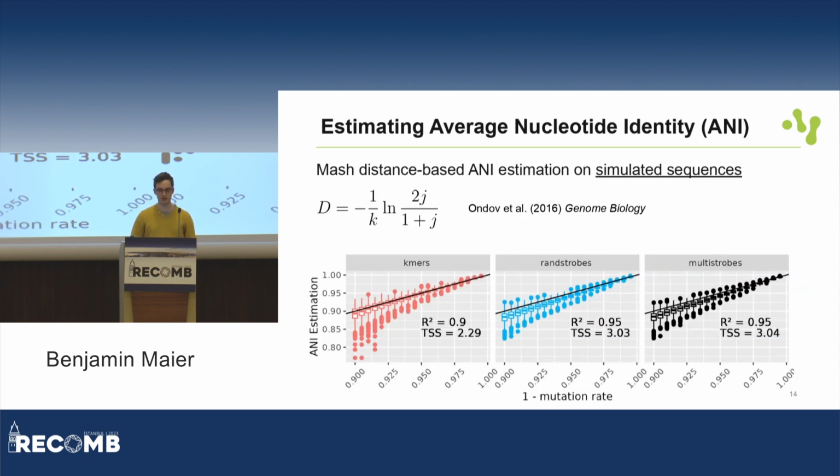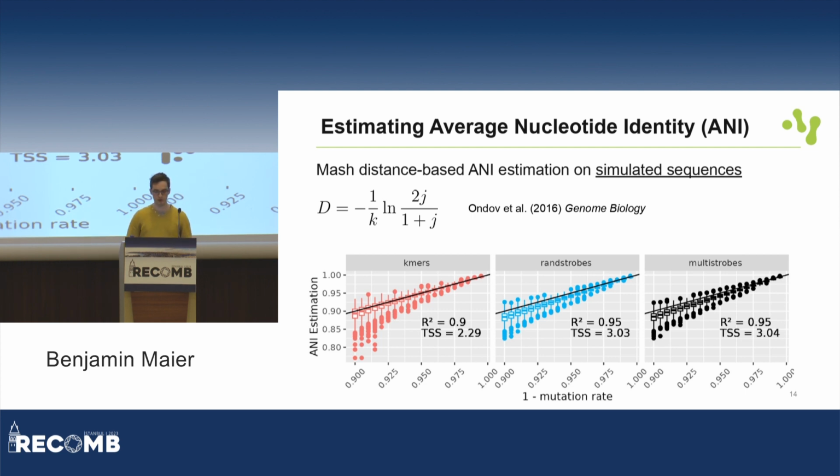Next, we set out to see whether our new strobe constructs are feasible for estimating average nucleotide identity, as introduced earlier by David. For that, we used an alignment-free method called MASH, published by one of its colleagues in 2016. First, we looked at how well we can estimate ANI based on simulated sequences. We have the true mutation rate on the x-axis and our estimation on the y-axis.